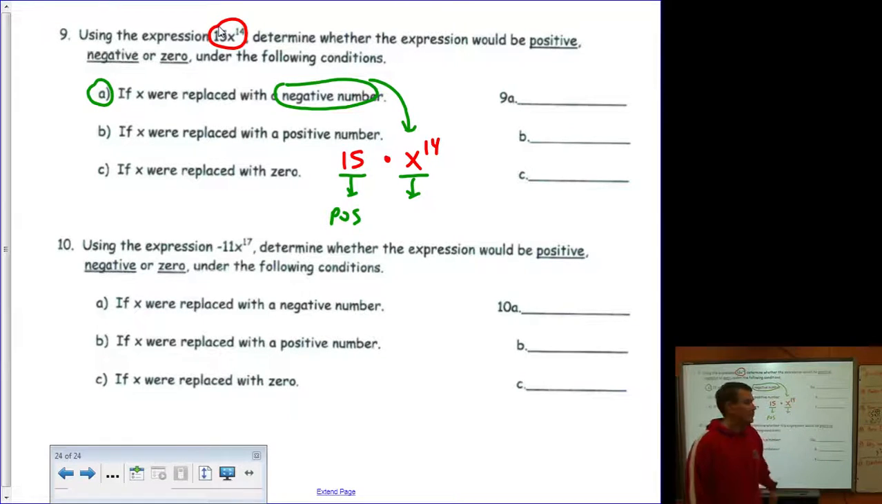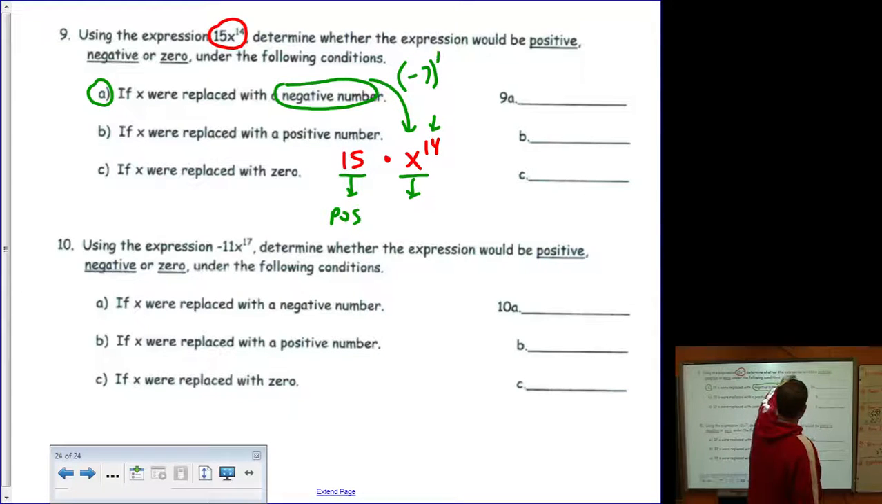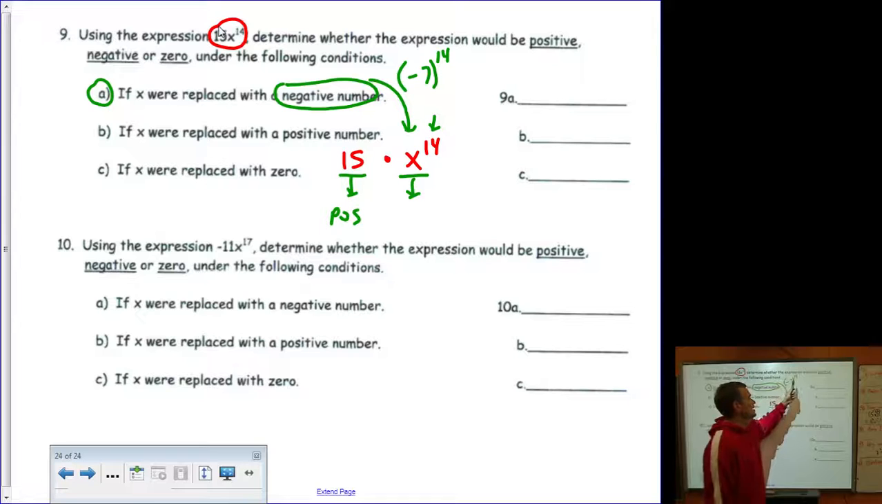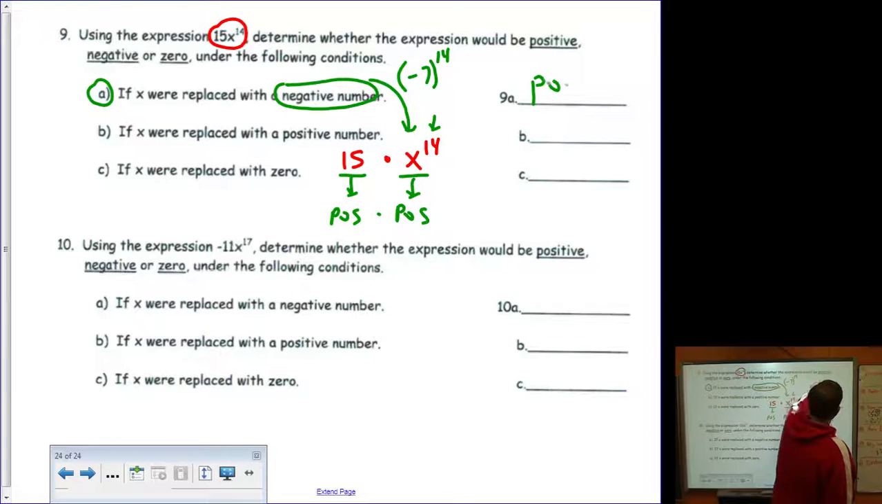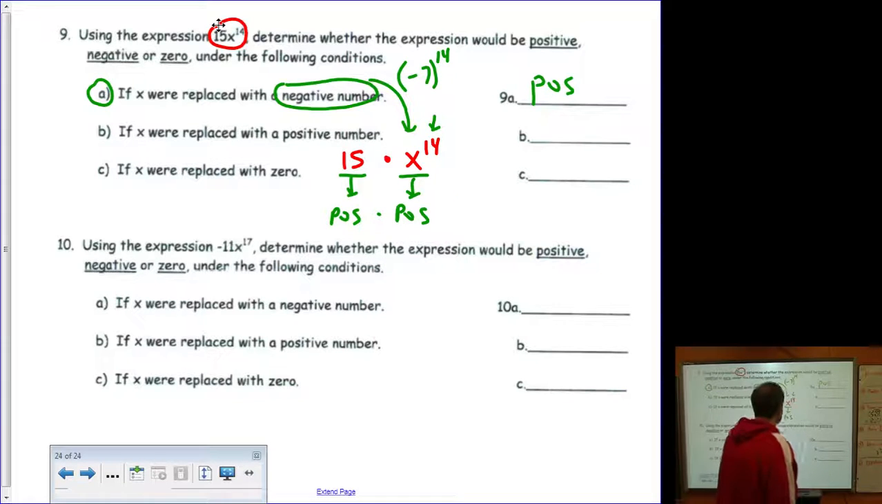Well, we learned that when you have a negative number to an even exponent, like say negative 7 to the 14th power, since 14 is an even exponent, all the negative 7s multiplied together would pair up evenly, and each pair would be positive. An even exponent turns the expression positive. So a negative number in for x to the 14th power would be positive, and a positive times a positive would be a positive.